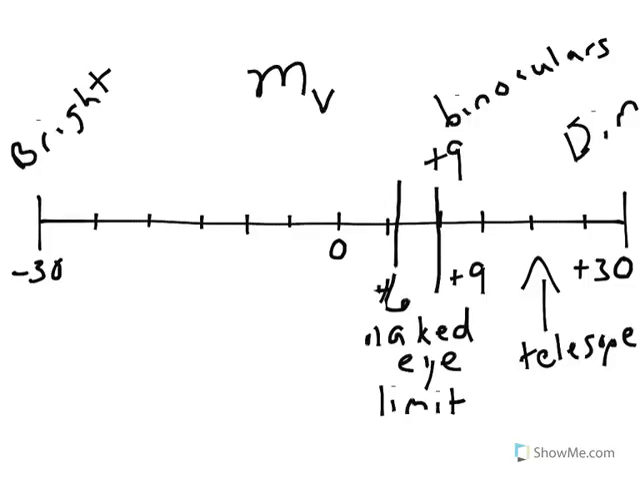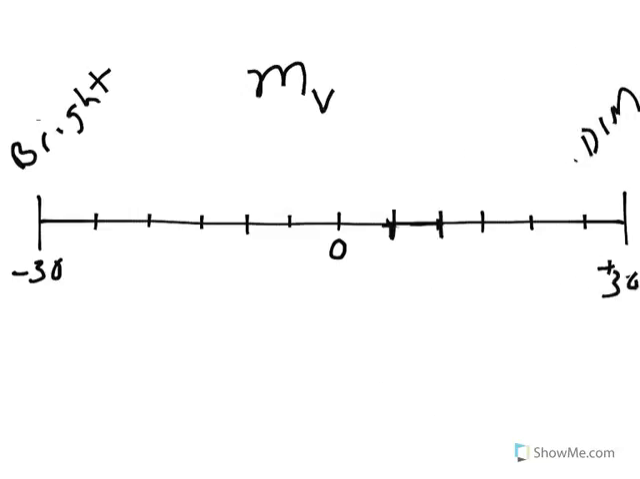So let's put some famous objects on our scale. But first, let's clean up our scale. Let's look at some famous common objects, such as Vega. Vega is very close to 0. So let's put Vega in here around 0.